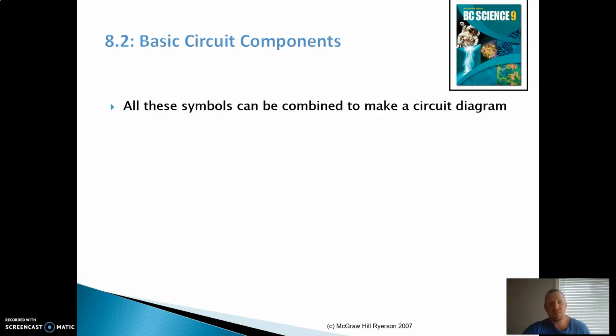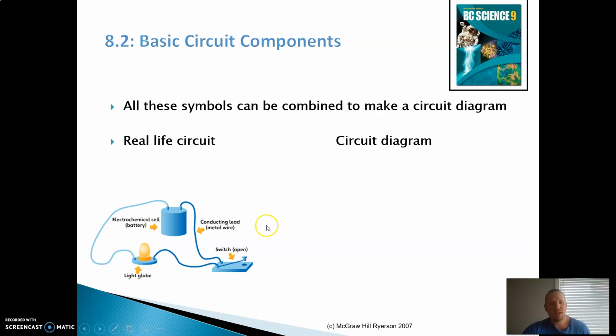So here are some examples of these symbols being combined to make circuit diagrams. Here's a picture of a real-life circuit. There's a battery, a wire comes out and goes through a light bulb. There's a switch in the circuit, and in this case, the switch is open. Then from the other side of the switch, the wire goes back into the battery.